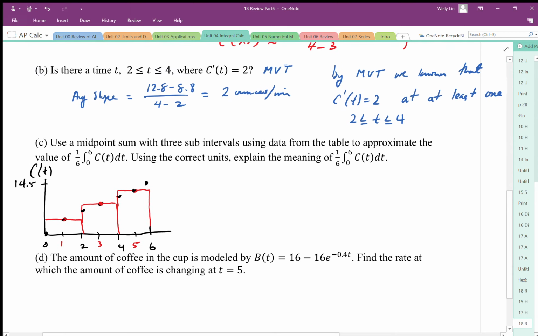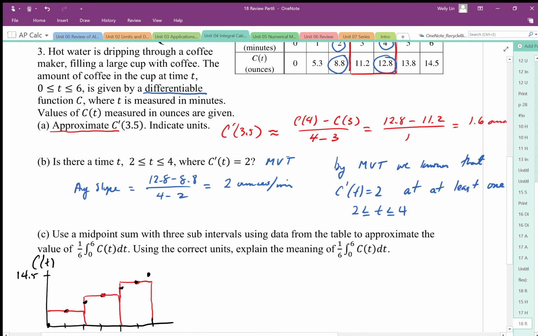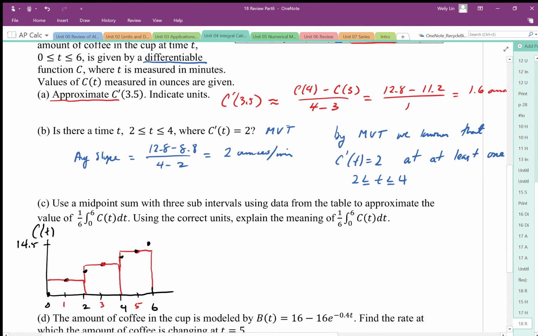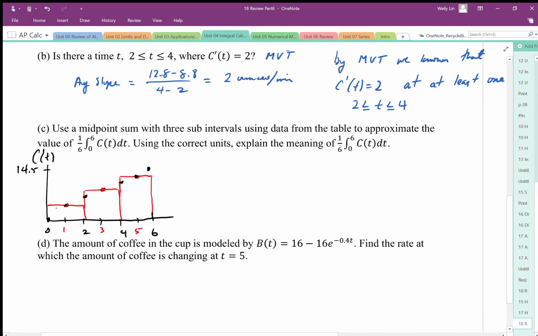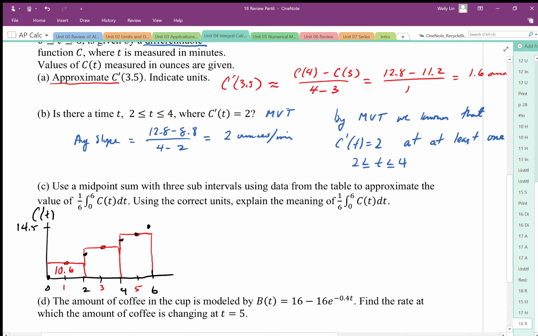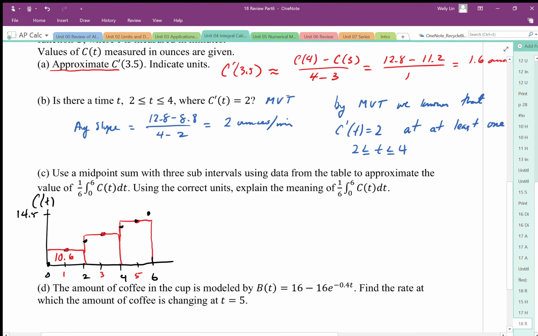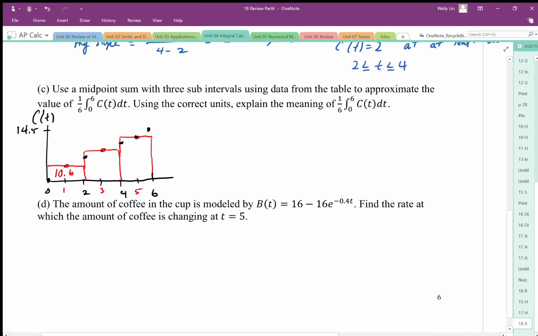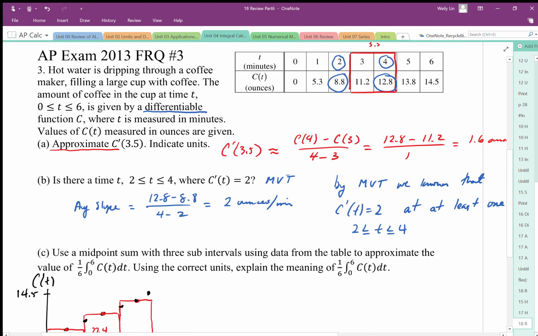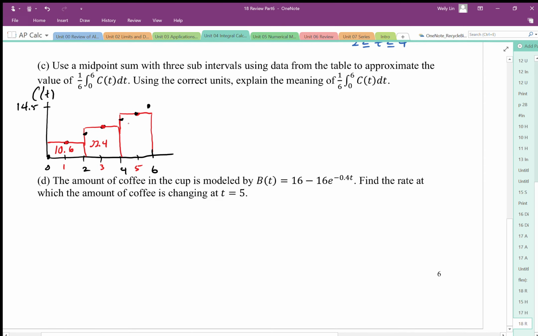Each interval is going to be 2 minutes, and for the first interval I'm going to use 5.3, so I'm going to end up with 10.6. This is ounces times time, so the units are kind of awkward there. I'm going to find the next one at 3, 11.2, so we're going to end up with 22.4. And in the last interval, we're going to use 13.8, so we end up with 27.6.